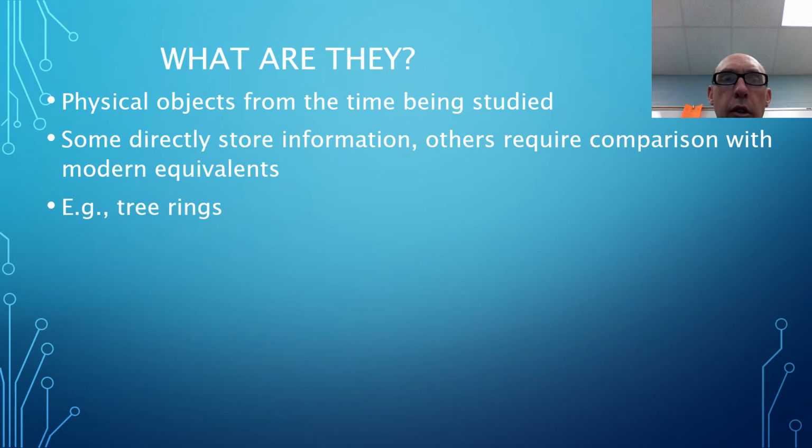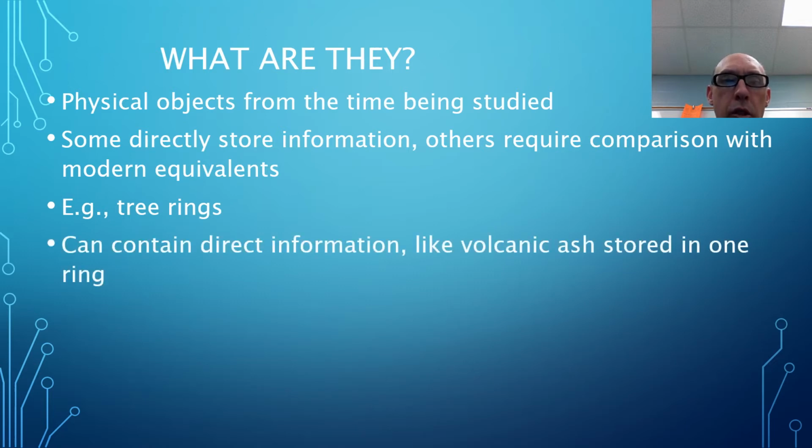For an example, let's look at the concept of a tree ring. We know that trees grow every year. Every year they add a ring to their trunk and they get larger, and the size of that ring stores unique information about that particular growing season. So they contain direct information. So for example, if there was a volcanic eruption nearby, there would be some ash stored in that ring because it would get embedded in the bark, and that would become part of that tree's ring.